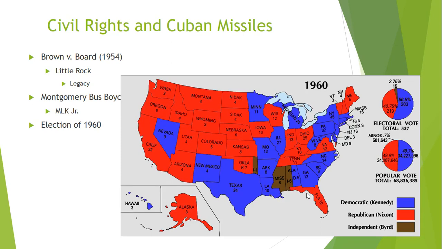End result, an incredibly close election. Kennedy loses some of the segregationist states who think he might be too soft on civil rights. Nixon, man, I mean, we're talking within 100,000 votes here, so incredibly close. And Kennedy ends up winning a bare majority of the electoral college and becoming president of the United States.